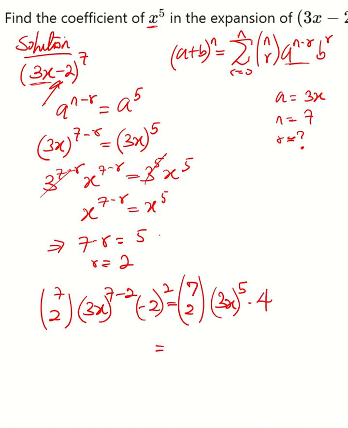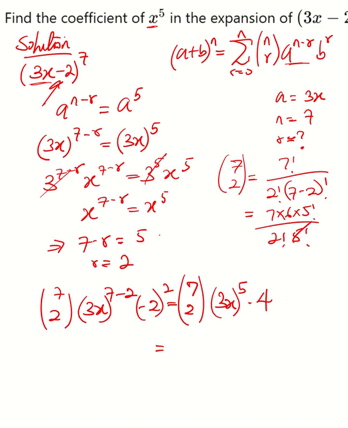Okay, let's quickly evaluate 7 combination 2. So 7 combination 2 is nothing but 7 factorial over 2 factorial times 7 minus 2 factorial. And that is 7 times 6 times 5 factorial over 2 factorial times 5 factorial. So 5 factorial cancels 5 factorial, 2 factorial goes into 6 3 times, and 7 times 3 is 21. So this is 21 times 3 to the power of 5 times x to the power of 5 times 4. All right, so this time around we have to multiply 3 to the power of 5 by 21 and 4. So let's pick a calculator to confirm that value.